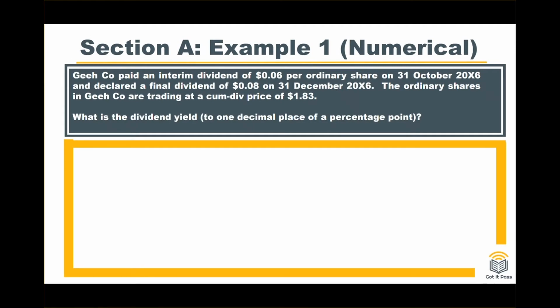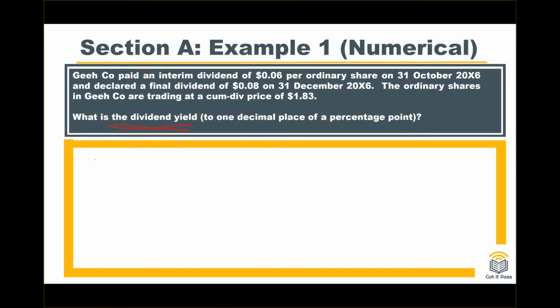Here is one example for you, a numerical example in section A. There's a company called G. It paid an interim dividend of 6 cents per ordinary share on 31st of October and declared a final dividend of 8 cents on 31st of December. The ordinary shares in the company are trading at a cum dividend price of $1.83. The question asks: what's the dividend yield?